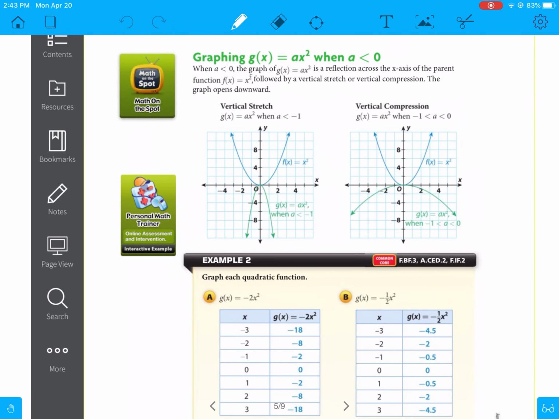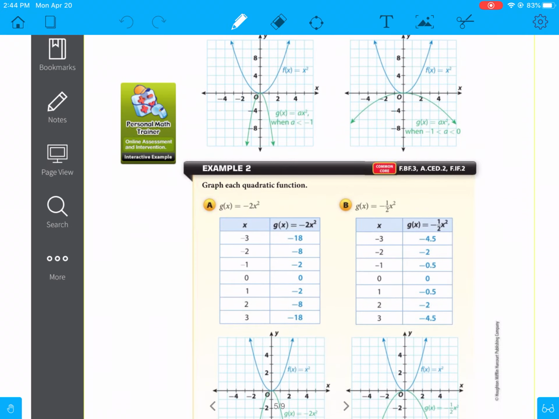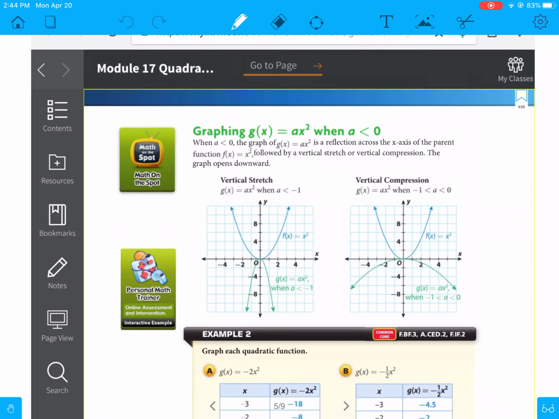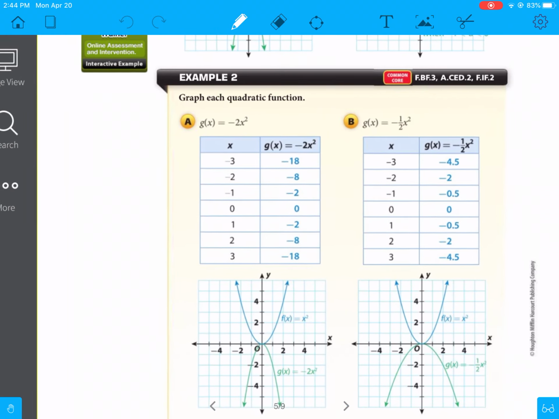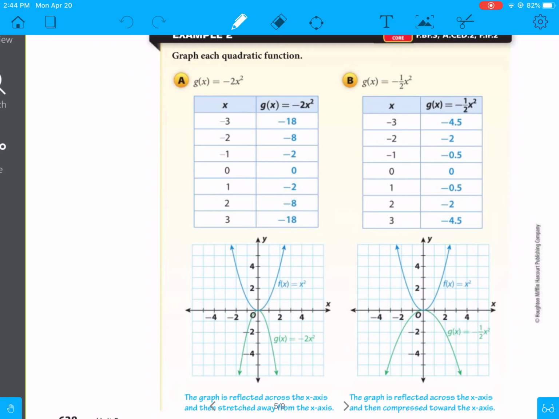Okay, so now we have to graph, which is just with negative numbers. It's going to be the same exact stuff, but instead of opening going up, it's going to open going down. So it's the same exact stuff, it just opens the opposite way. So for a, the parent function is the blue one, f of x equals x squared. So here's your parent function.